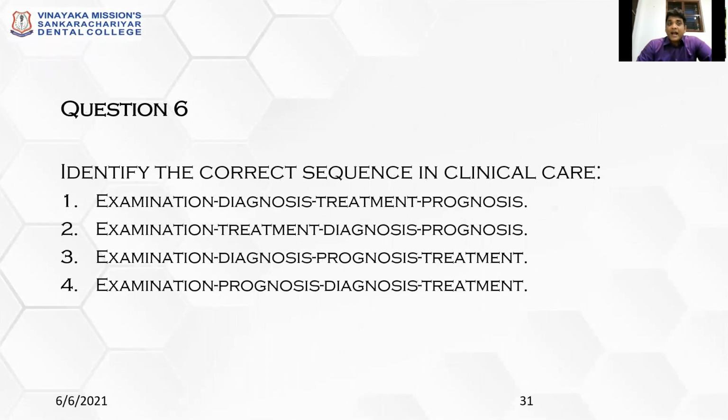Question number 6: identify the correct sequence in clinical care: examination, diagnosis, treatment, and prognosis. Examination, treatment, diagnosis, and prognosis. Examination, diagnosis, prognosis, and treatment. Examination, prognosis, diagnosis, and treatment. Here, which one is correct?